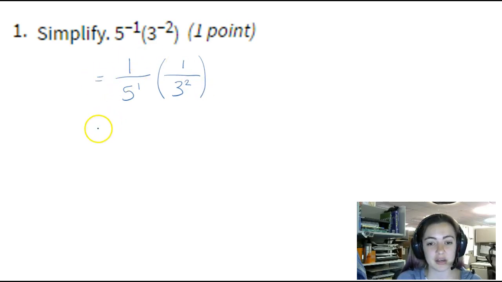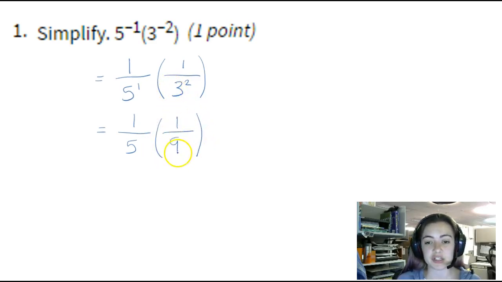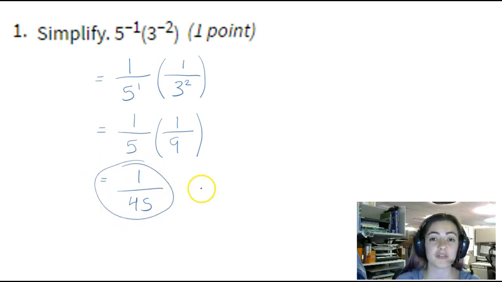Now we can start simplifying our exponents. So 1 over 5 to the first. Well, 5 to the first is 5. Now what about here? 3 squared, so 3 times 3, which is 9. When we're multiplying fractions, remember you multiply the numerators, and then you multiply the denominators. So 1 times 1 is 1. 5 times 9 is 45. So your final answer here was 1 over 45.